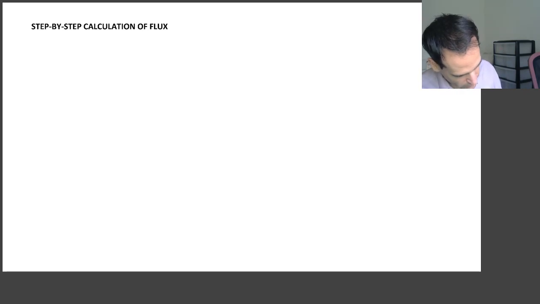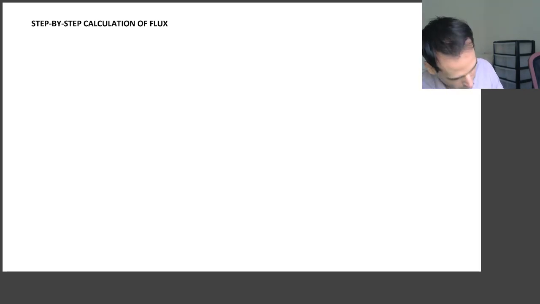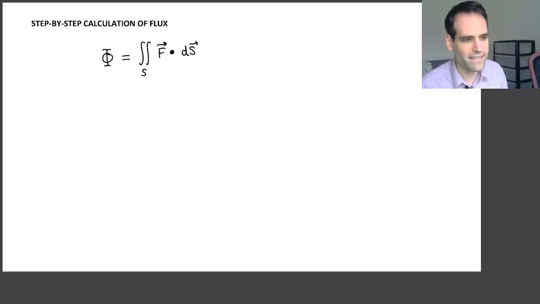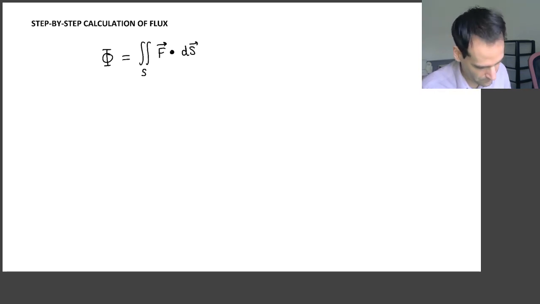So, steps to calculate flux. Our aim is to calculate this flux integral, and this is always written in the same way. We have a surface integral of a vector field, which is a vector, dot dS. And dS is now a vector, as you know, okay?